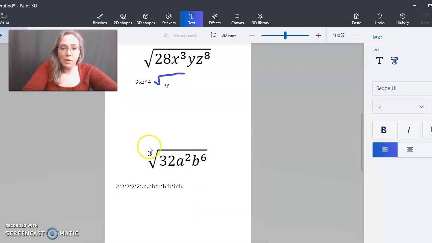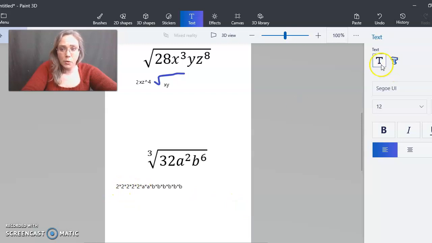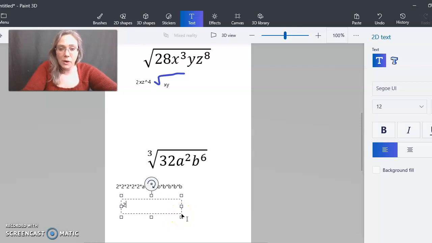So now we're going to pull out groups of 3. So out in front, I'm going to have 1, 2, 3, 4, 5 twos. So I can pull out one group of 3 there. So I have 2 out front. There are only 2 A's, so I can't pull any of those out. And there are 2 groups of B's, so I have B to the second.